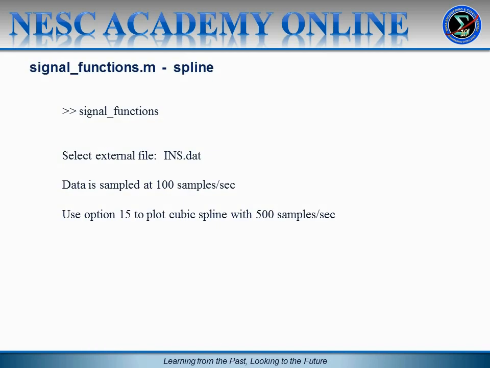And let's go ahead and run signal underscore functions one more time. In this case, we'll have an external ASCII file which will be ins.dat. And this is flight accelerometer data from an inertial navigation system. And the data is sampled at 100 samples per second. And let's use option 15 to plot the cubic spline with a sample rate of 500 samples per second.